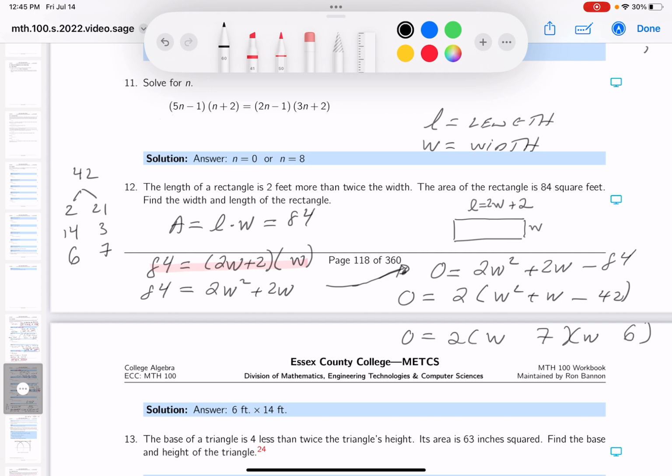And what do you get there? Plus 7, minus 6. Let me just check that. You do get W squared. Minus 6 and 7 is 1W. You do get minus 42. So what could the W be? The W could be minus 7.